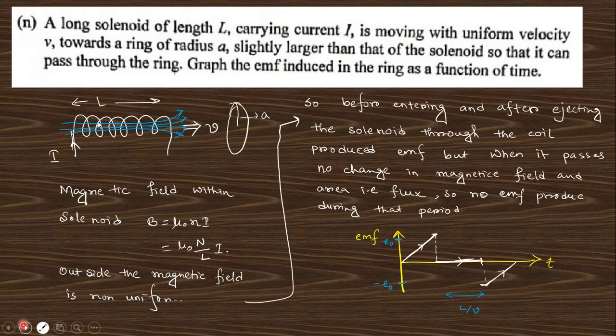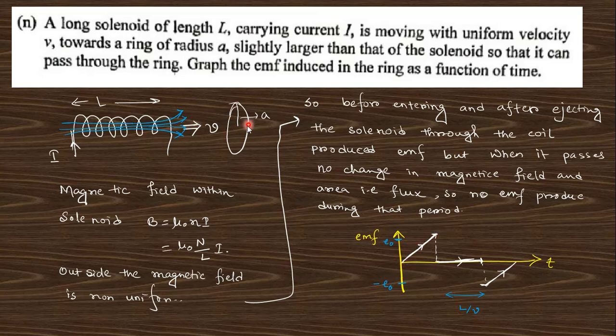Next, a long solenoid of length L carrying current I is moving with a uniform velocity v towards a ring slightly larger than the solenoid. It passes through this ring. Graph the induced EMF. You can see that within the solenoid the magnetic field will be like that, and outside the solenoid the magnetic field changes like that. So as you move into this region the magnetic field increases, that is, the induced EMF increases linearly.